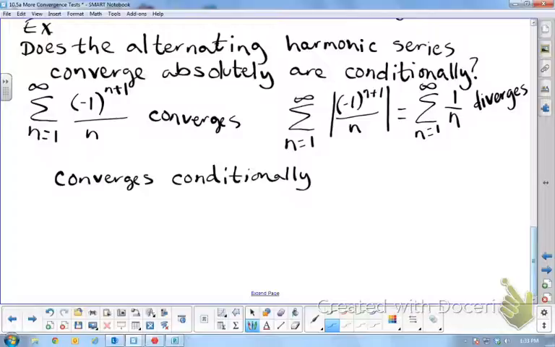If we took any other p-series and made it an alternating p-series, -1 to the n plus 1 over n squared, that would converge absolutely because the alternating series would converge and the absolute value of that alternating series would also converge.